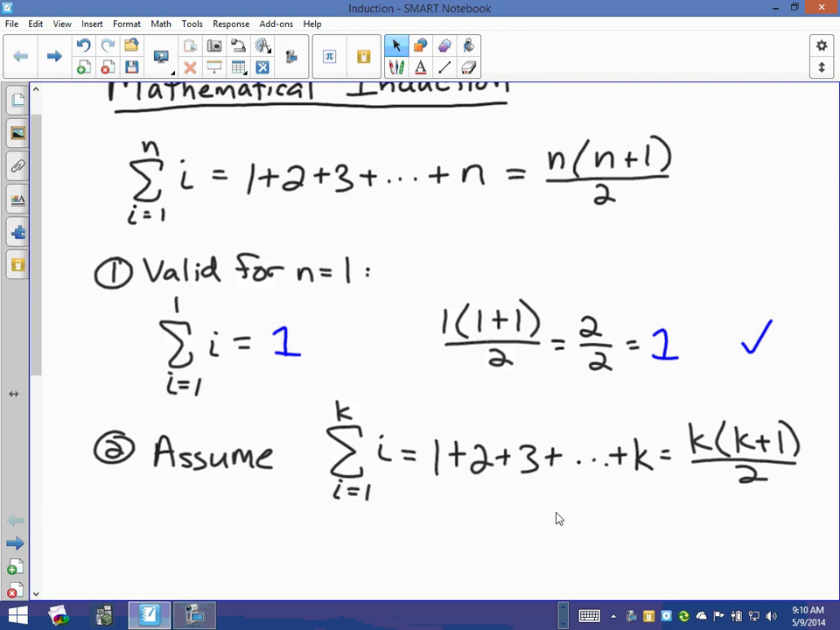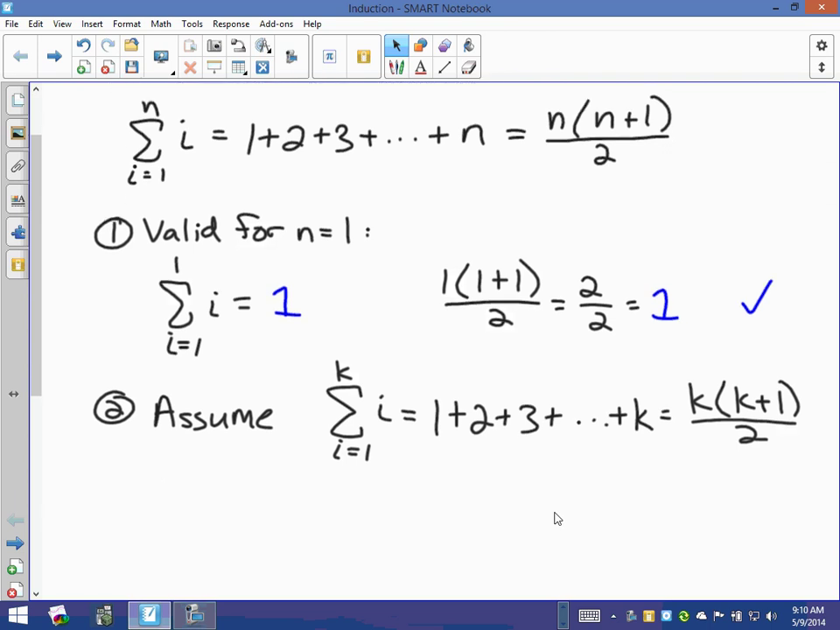So now we're looking at our assumption hypothesis, which we're going to show that if it's true for the case k, then it will also be true for the case k plus 1. So our strategy basically is to replace k with k plus 1 on both sides and show that it will still be equal.